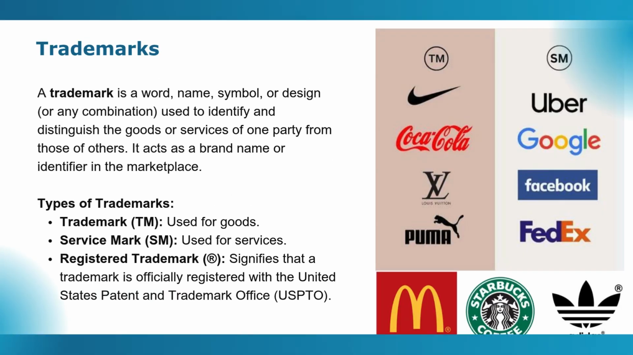A trademark is a word, name, symbol, or design, or any combination, used to identify and distinguish the goods or services of one party from those of others. It acts as a brand name or identifier in the marketplace. Types of trademarks. Trademark, TM, used for goods. Service mark, SM, used for services. Registered trademark, ®, signifies that a trademark is officially registered with the United States Patent and Trademark Office, USPTO.